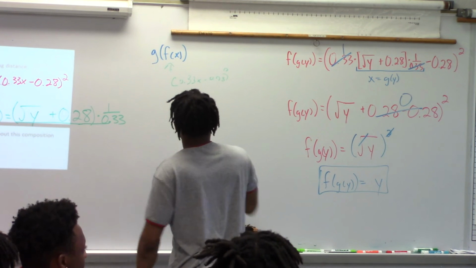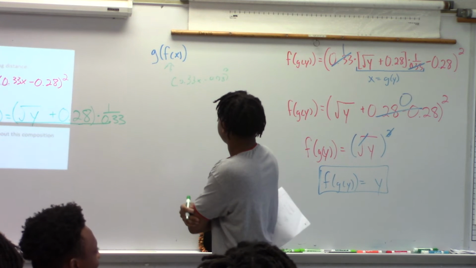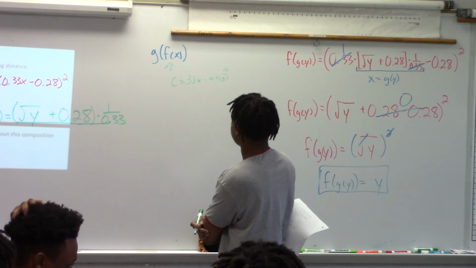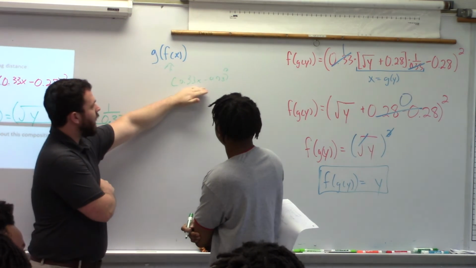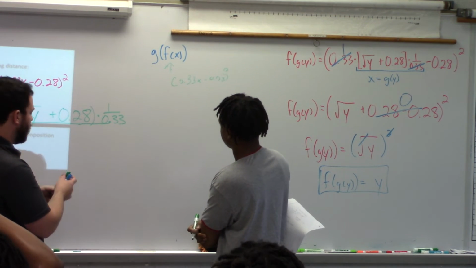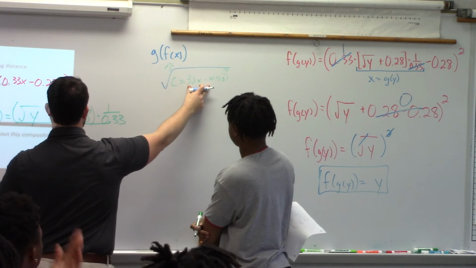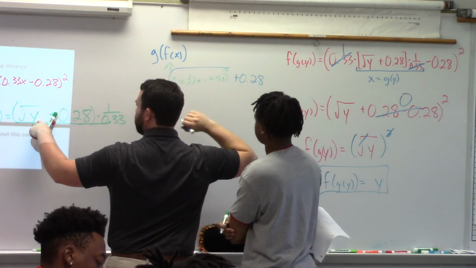Miss Kenny, come over. So I understand that this goes. So that's f of x, right? But where's your g function? That's what I'm trying to get to. G's right here, right? The whole thing is the input for this g function. So you want the square root, that's taking the place of y, plus 0.28.